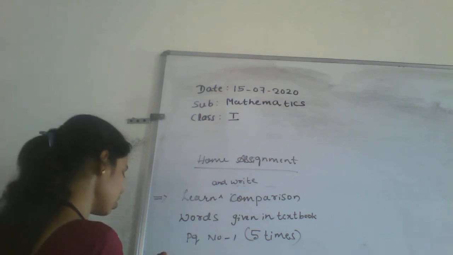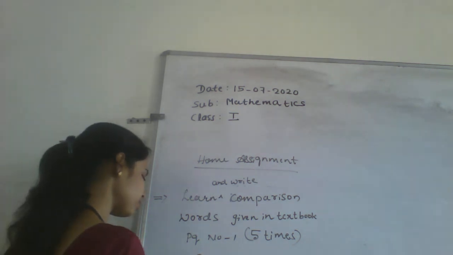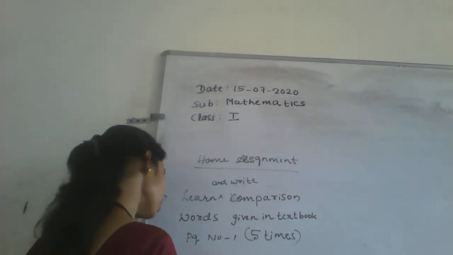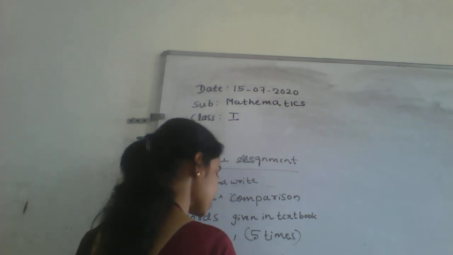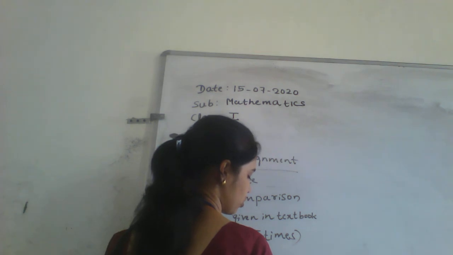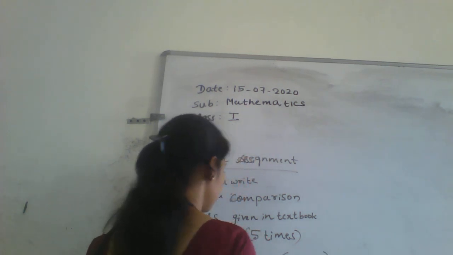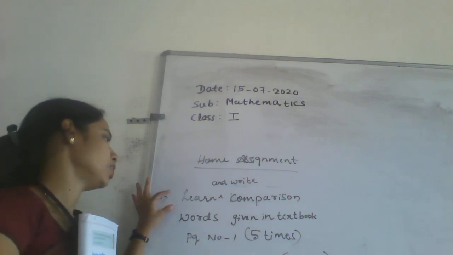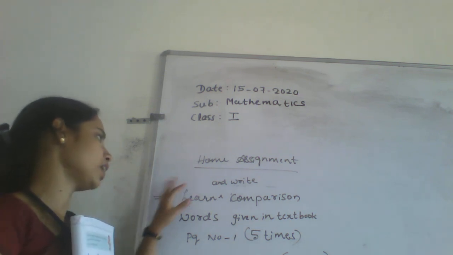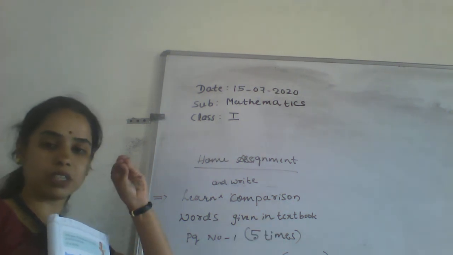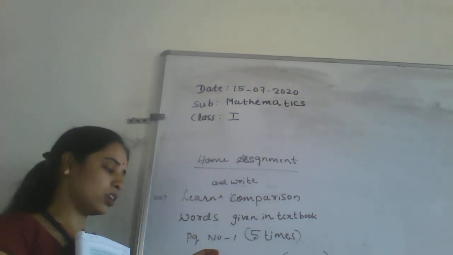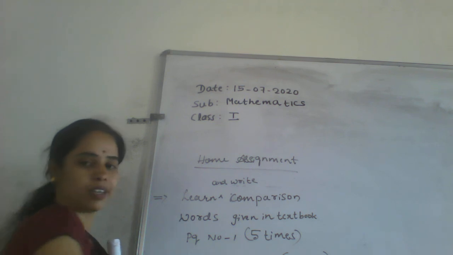Next, second homework. Complete page number 2 in the textbook, not in the notebook, textbook. Right. This one, learn and write the comparison words given in the textbook. You have to write this 5 times in a notebook. This homework is in a textbook, right?